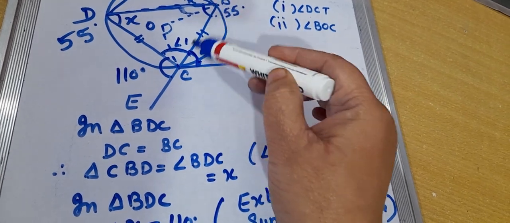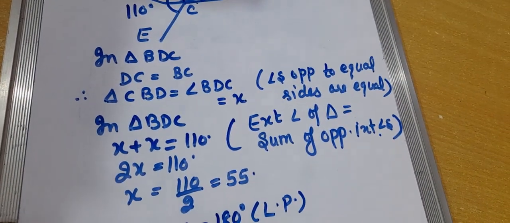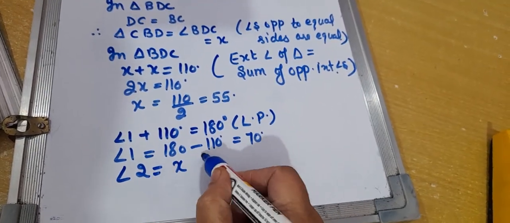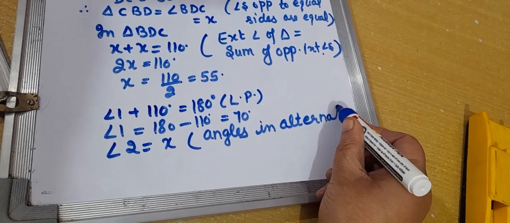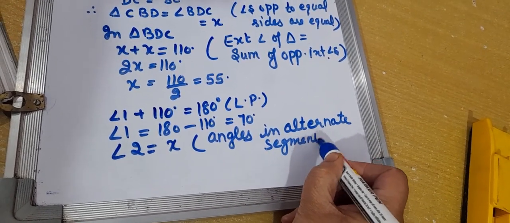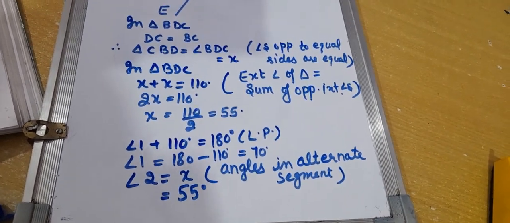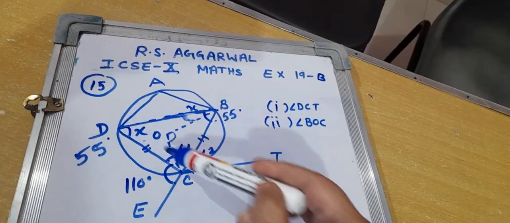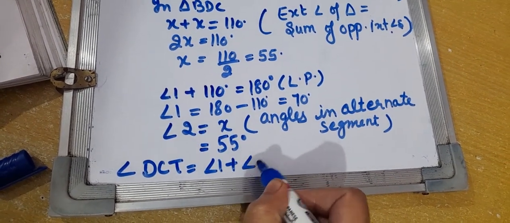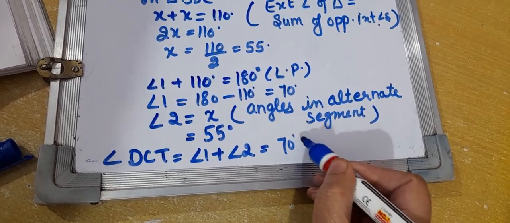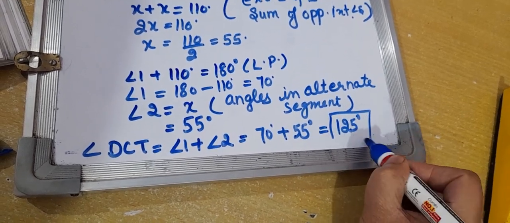Angle 2 is the angle between chord BC and tangent CT. So it will be equal to the opposite interior angle, that is X. Write down angle 2 equal to X, angles in alternate segment. So angle 2 equals X, which is 55 degrees. Now DCT is the sum of angle 1 and angle 2. Angle 1 is 70 degrees and angle 2 is 55 degrees. So the sum total will be 125 degrees. This is our answer of the first part.